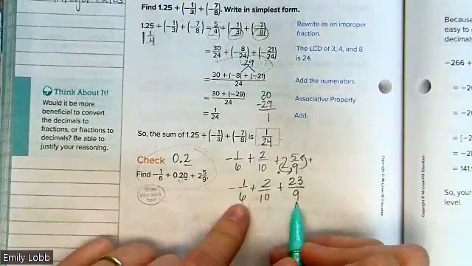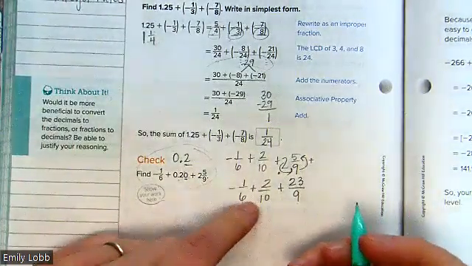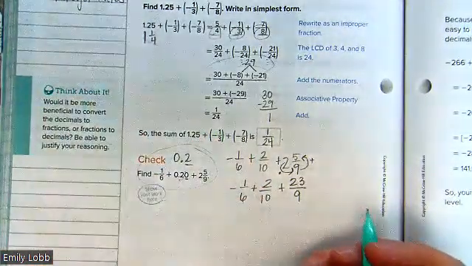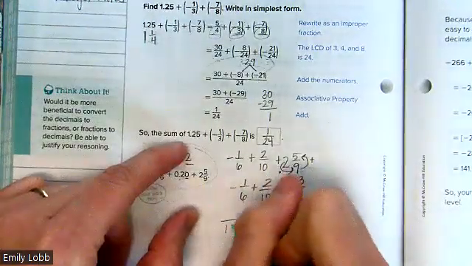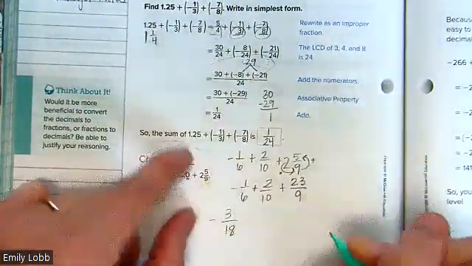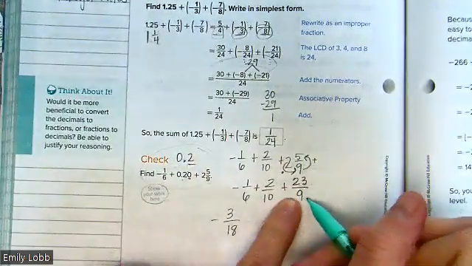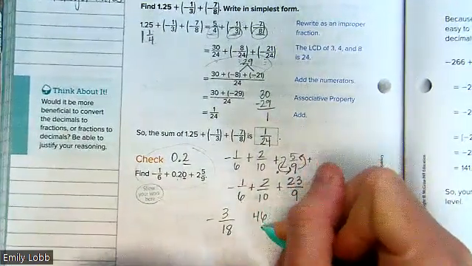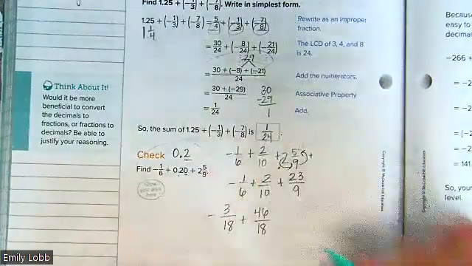So what would a common denominator be between 6 and 9? 6, 12, 18, and then 9, 18. They both have 18 in common. So if we're changing this into 18, we would have -3. If we were changing this into 18, 9 times 2, so 46 18ths. That's kind of a big number, right?